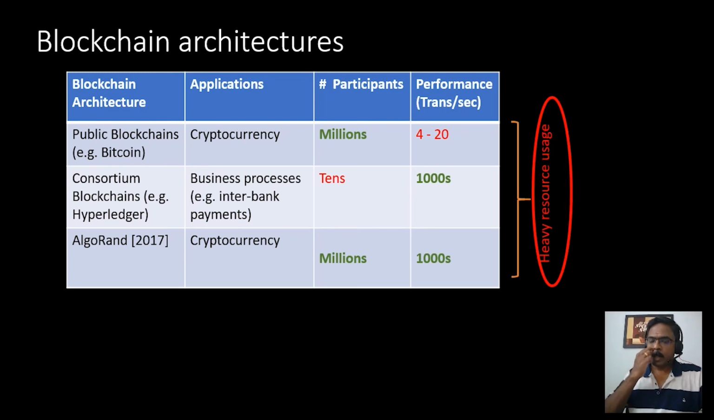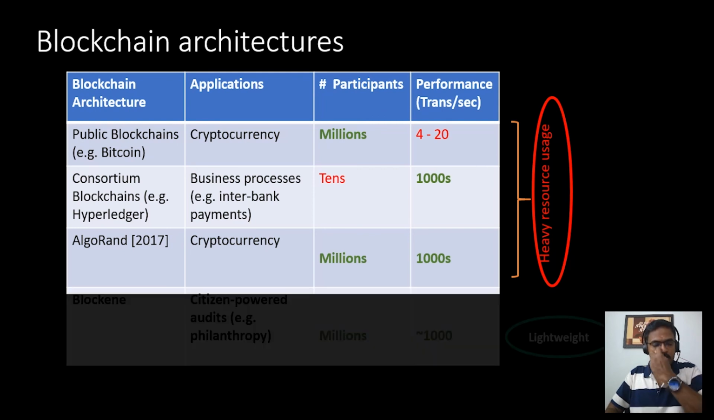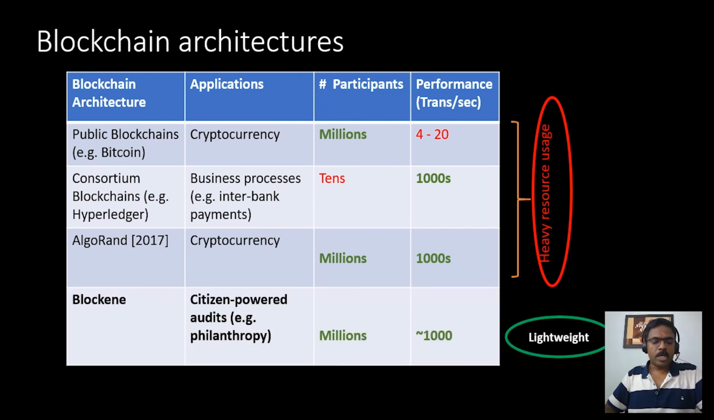Now, one common aspect of these three architectures is that they're all heavy on resource usage. Public blockchains are the worst in this category because they are based on proof of work. But even consortium blockchains and Algorand are heavy on network and storage resources for things like gossip. So they're really not feasible in the context we're talking about, namely running it on smartphones. That's where Blockene comes in. In addition to supporting high transaction throughput and large scale of participation, Blockene is also extremely lightweight. All it needs to run is a smartphone, and it consumes very little resources on the smartphone.